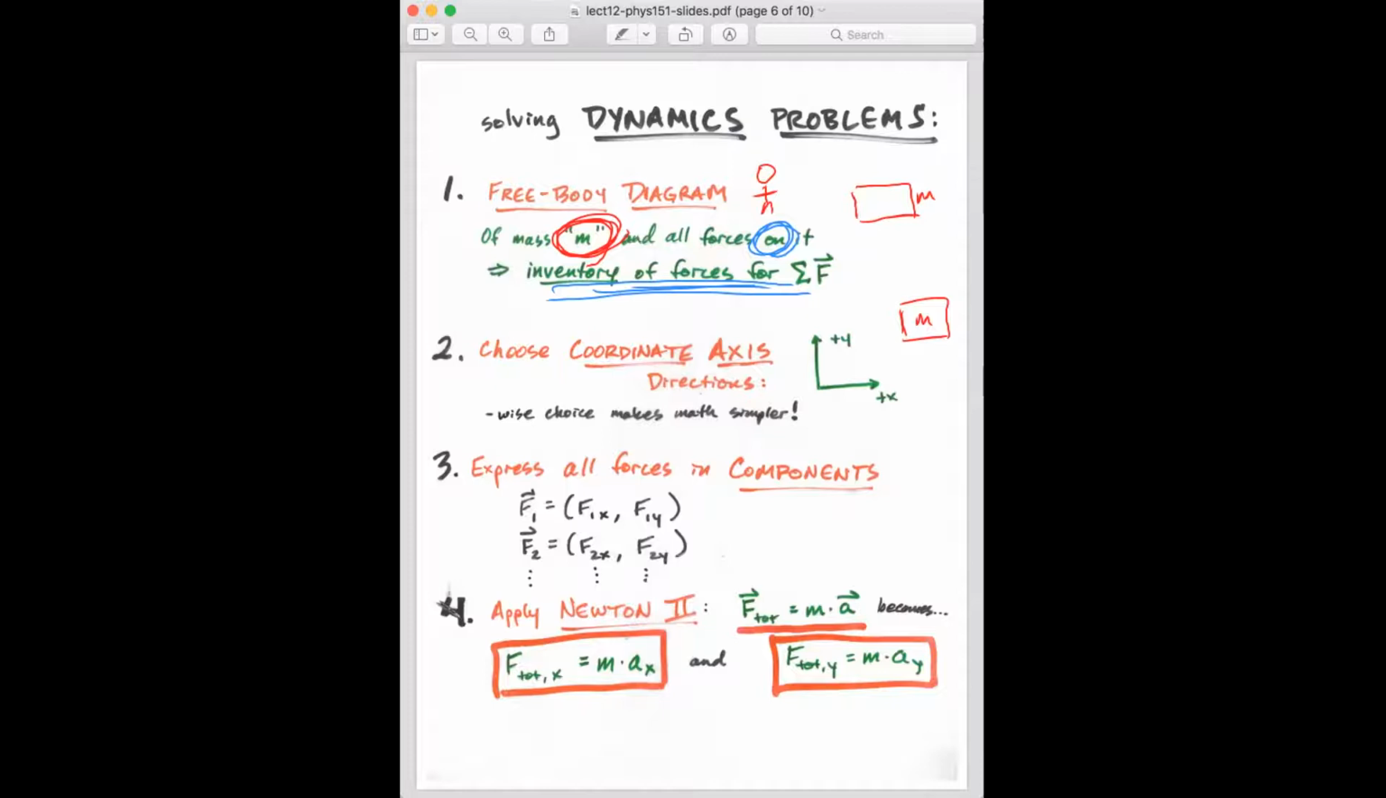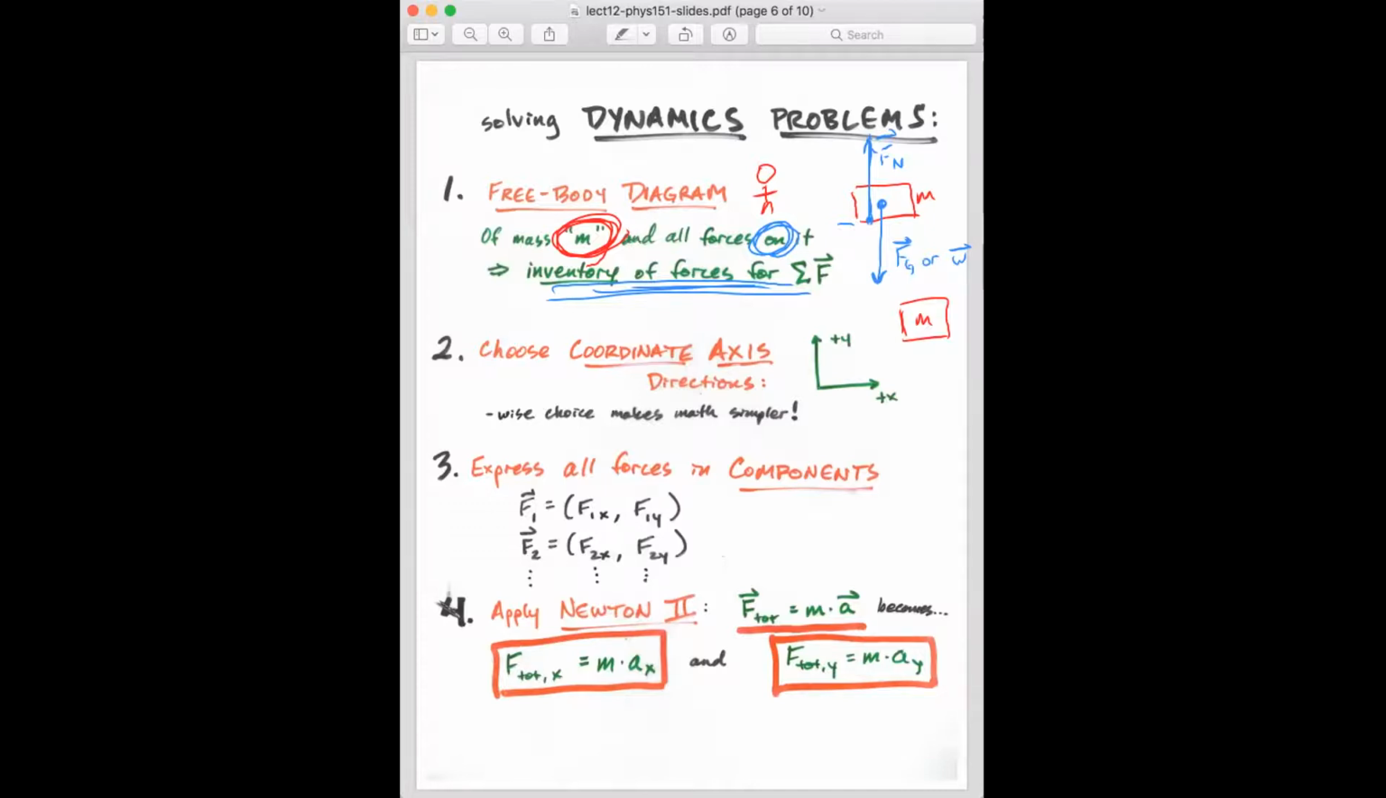So if this object is a book sitting on a table, then I know if I'm near the surface of the earth, it's going to have some kind of weight. So I'm going to call it F sub g, or you're welcome to call that W. If it's sitting on a table, then there must be a normal force acting from the table, and it has to be perpendicular to the table. So I'm going to sketch my force perpendicular to the table.